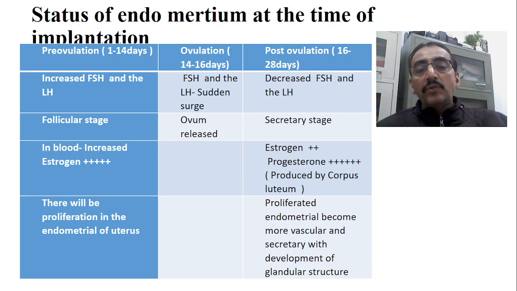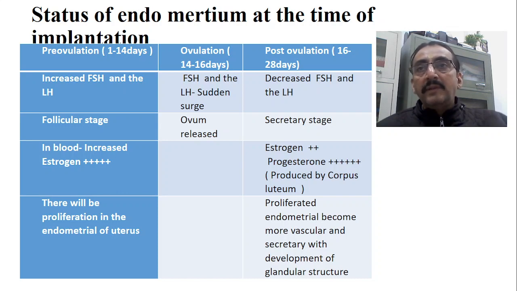What happens in the post-ovulation period is that the proliferated endometrium becomes more and more vascular and secretory with the development of glandular structure. So during the post-ovulation period, this endometrium which has started to develop becomes thicker, more vascular and more secretory, in case pregnancy occurs, that means fertilization occurs, so that it is ready for that.